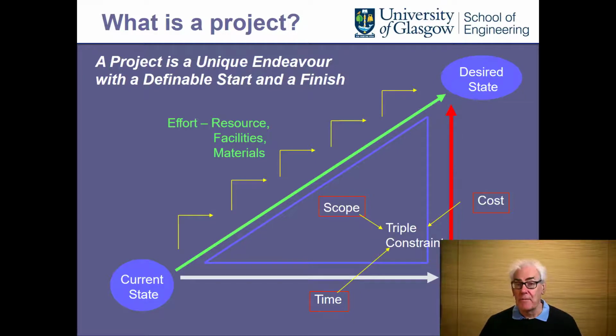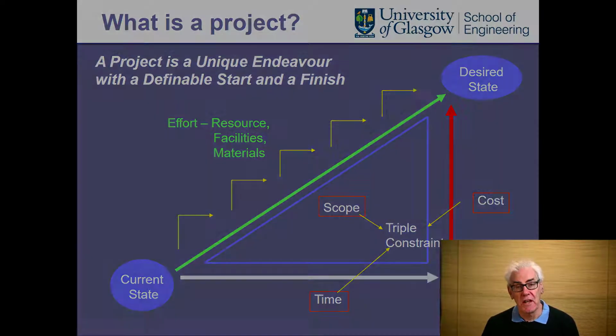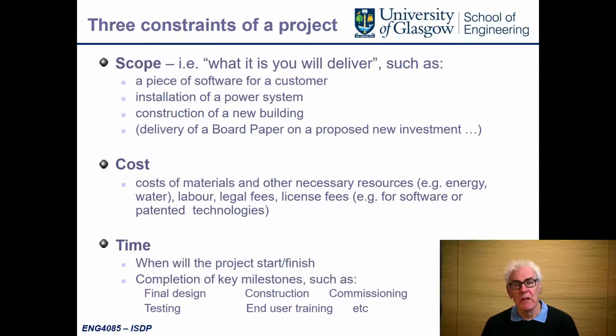And project and the project managers are always constrained by 3 constraints: the scope of the project, how much you can do; the cost of the project, how much you will spend; and the time of the project, how long will it take to go from the current state to the desired state. Scope is what you will deliver.